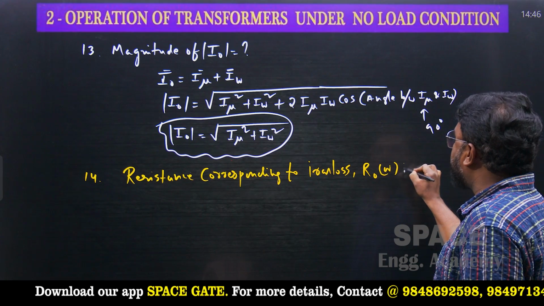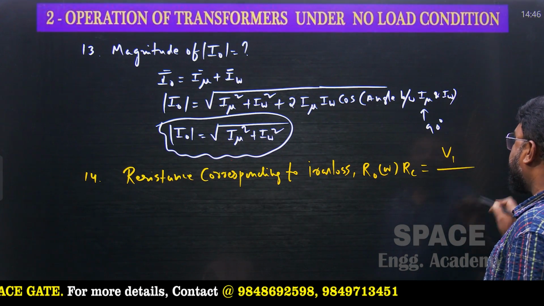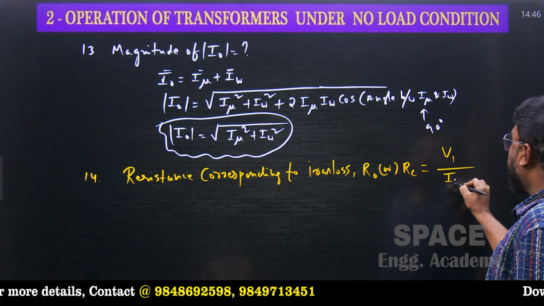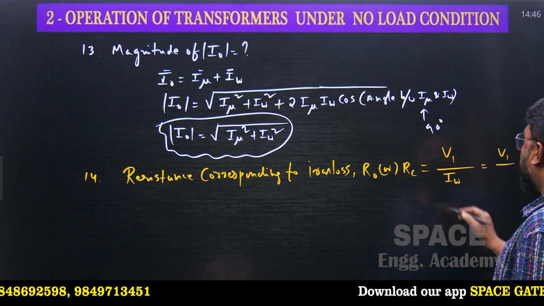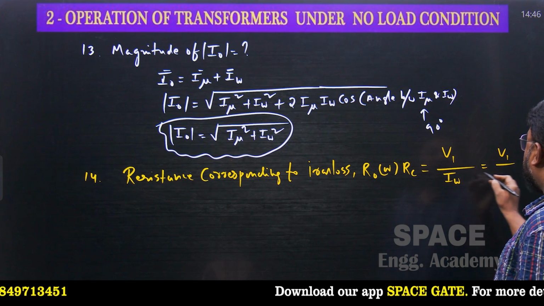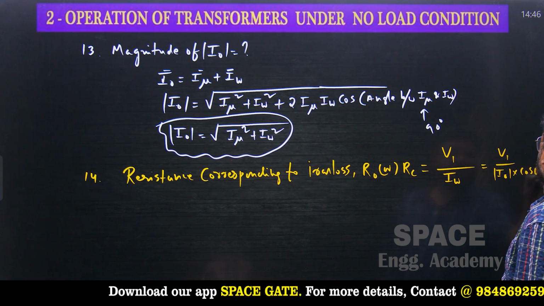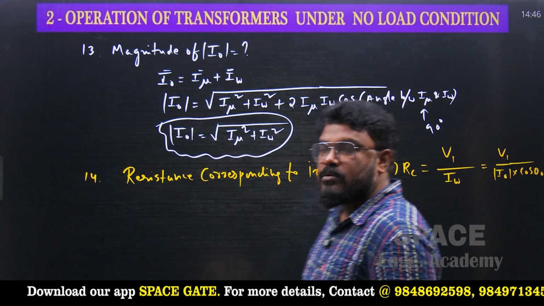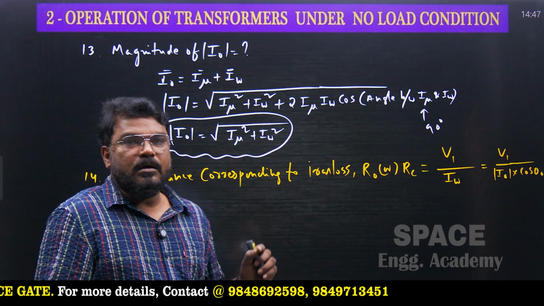Sometimes it is also represented as RC, where RC is equal to the applied voltage divided by the iron loss component of the current. So this applied voltage V1 divided by the iron loss component of current can be written as I naught into cos theta naught. This is the formula to find the resistance corresponding to iron losses of the transformer.